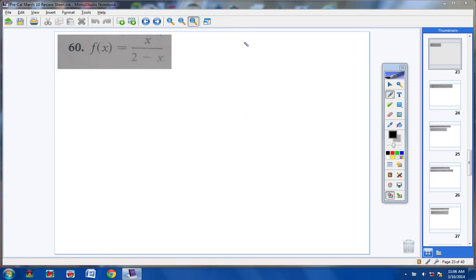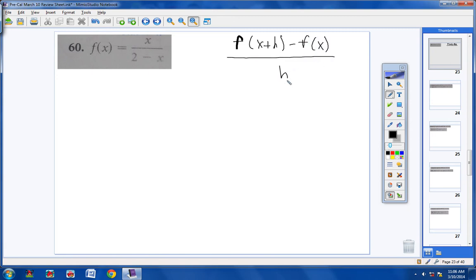Okay, let's wipe this out as quickly as possible. Number 60 on page 143, that's right where we left off. We're looking at the difference quotient, and again that formula is f of x plus h minus f of x, all over h. And I'm not really going to worry about all over h until the very end of the problem. So let's start off with f of x plus h. That means everywhere in this function I've got to put x plus h.